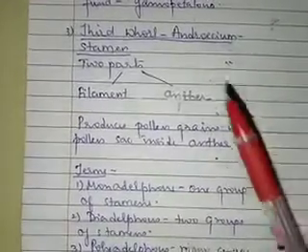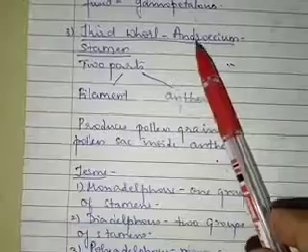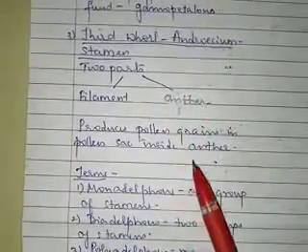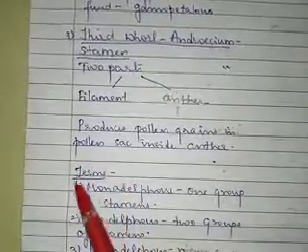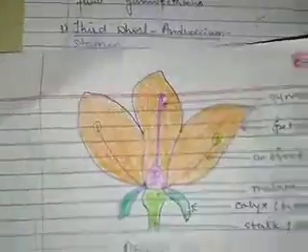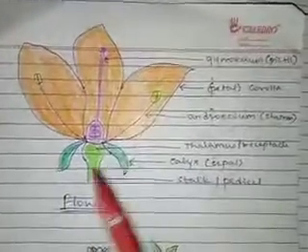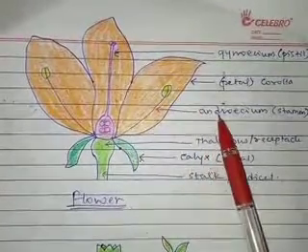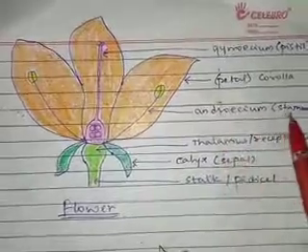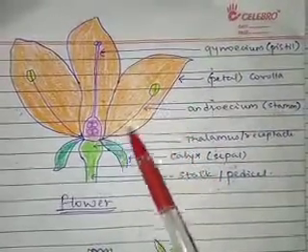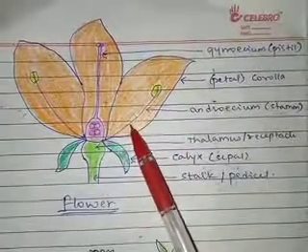Now we will start with the third whorl of the flower, that is the androecium, and we are going to study about it in detail with the help of the diagram. Along with that we are going to study certain terms related to the androecium, right? So first we will observe this diagram. Right over here, this is the third whorl of the flower called the androecium. Each member of the androecium is called a stamen. The androecium is the male reproductive part of the flower.